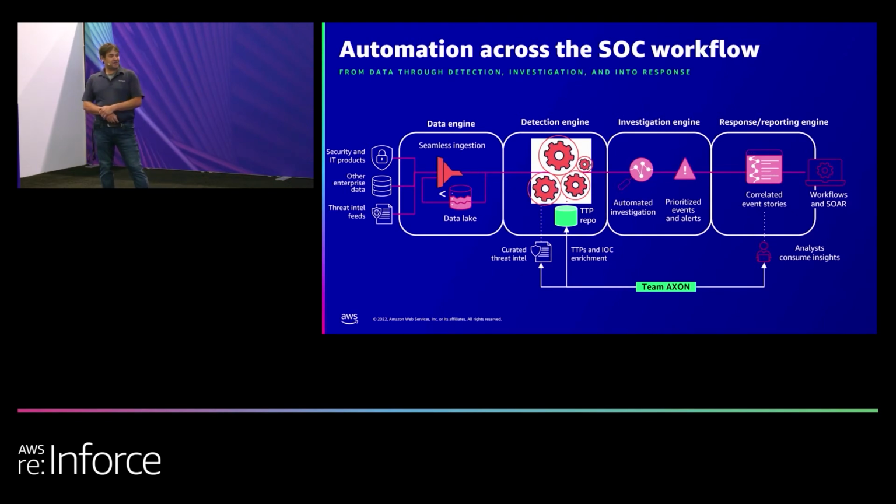Correlated event stories also happen at the end, so we can push out to different source systems or different workflows. You can automate with different APIs and such, and push out to ticketing systems, Slack, maybe Teams, and other areas as well.